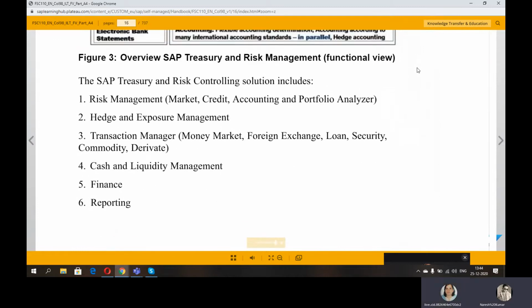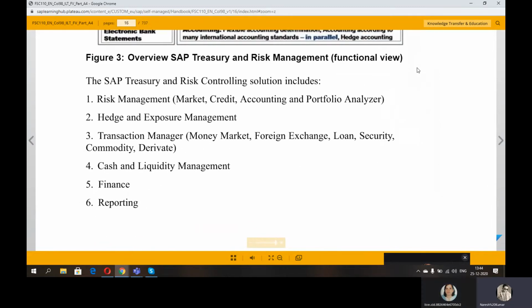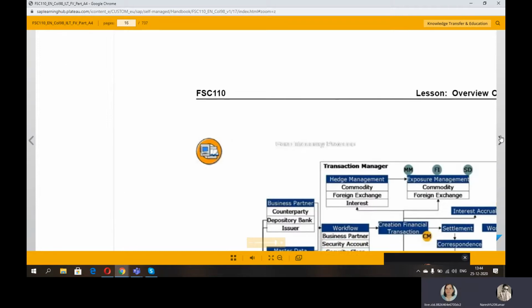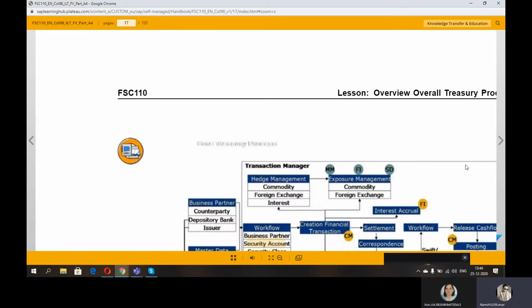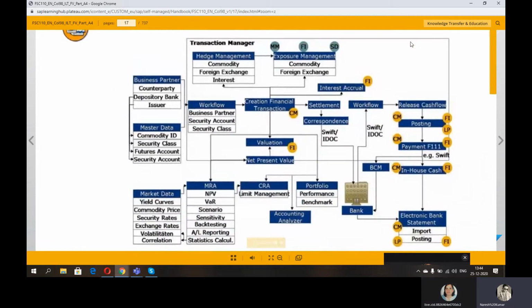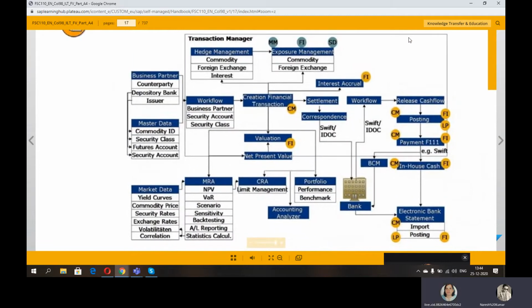So the functional things will be taken from the risk management, like market, credit, accounting, portfolio, hedge and exposure management, transaction management based on money market, forex, loan, security, commodities, derivatives, and cash and liquidity management, finance and reporting. Based on this, the functionality will be started. So this is one of the examples of how the transaction manager flows.